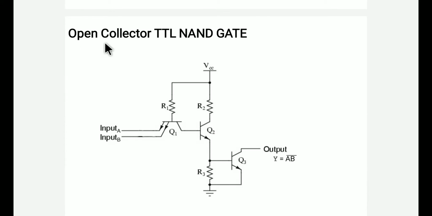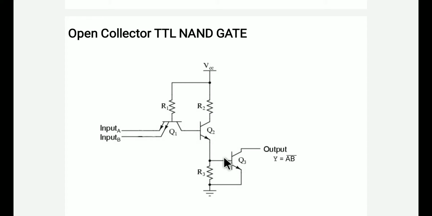This is the open collector TTL NAND gate circuit. The circuit is similar to the previous circuit. Transistor Q2 is used as an emitter follower circuit. The output of Q2 is fed to the input of transistor Q3.